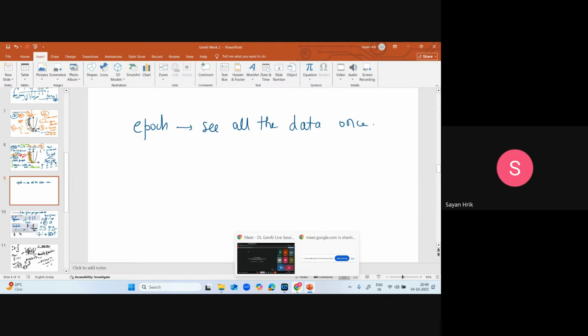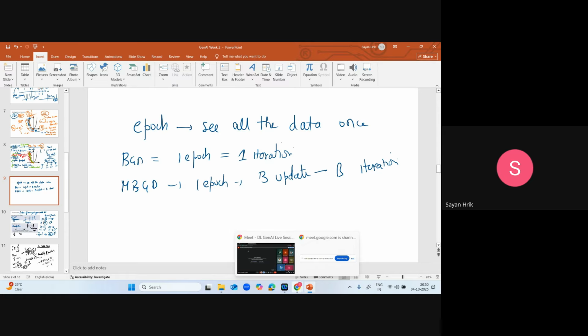So basically, I have a lot of data, and I have to make the model see all the data once. That seeing all the data once is called an epoch. It's a little different from iteration. One epoch can have multiple iterations. If you use BGD, one epoch equals one iteration, because you only do one update in the entire epoch. With mini batch gradient descent, you have one epoch but more updates. Suppose the batch size is B, so you have B updates, one for each batch. That's why you have B iterations as well. Every time I'm doing an update, that is called an iteration.